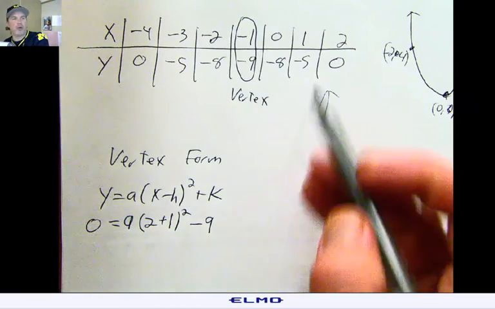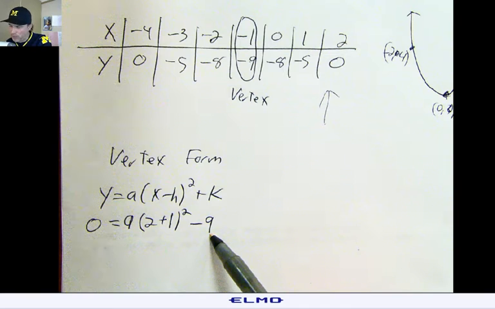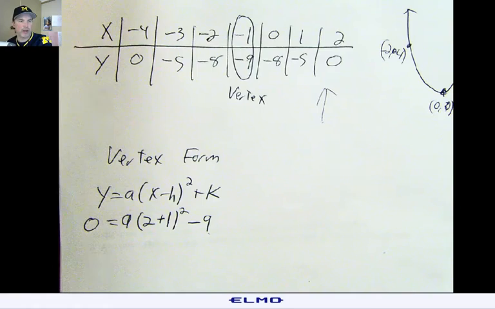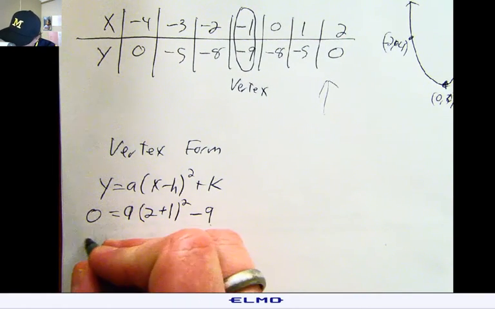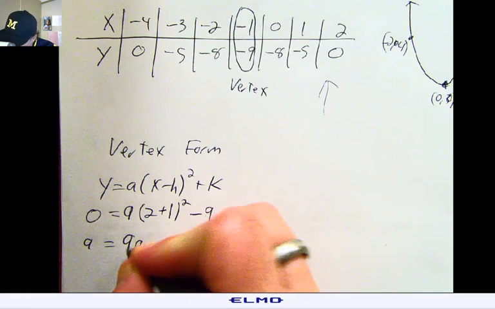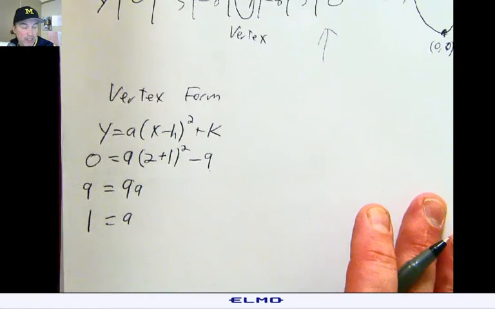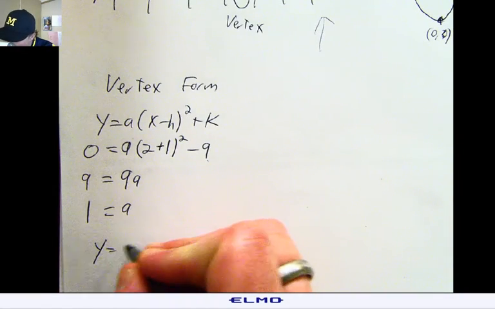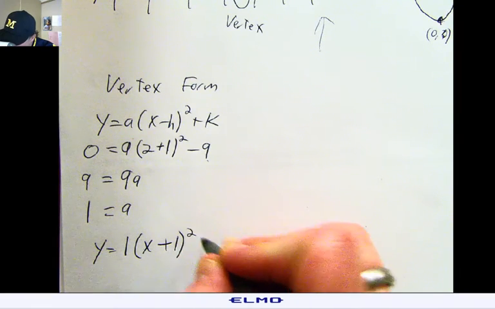So I located the vertex, plugged the vertex into the formula, and then I located any other coordinate and put that coordinate into this equation. Now I'm going to algebraically solve for a. I'd add 9 to both sides, so 9 equals 2 plus 1 is 3. 3 squared is 9, so I have 9a. Whoa, that means a must be equal to 1. So my vertex form equation is y equals 1 parentheses x plus 1 quantity squared minus 9.